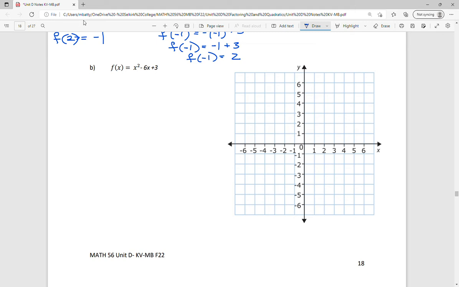So this one's missing more of the kind of prompts, if you will. So we know that this is going to be a happy face one because it has a positive. We know that we're going to use the table method here.